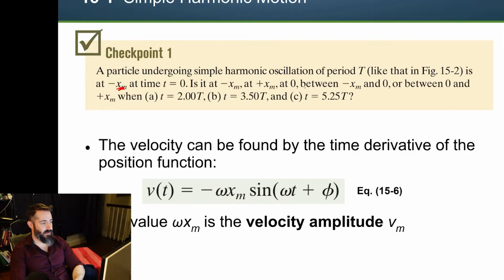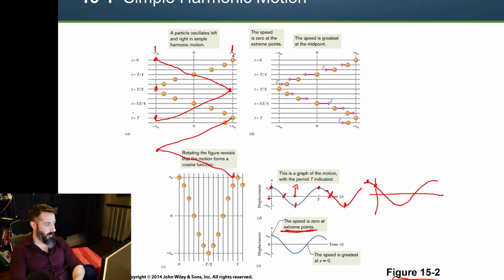Is it at negative x, positive x, 0, somewhere between these things when t equals 2 periods? So we go back, and basically they're saying when this equals 2T. I tried to erase this red line, but it's not working. So again, we are starting at the 0 point here. We are bouncing through sort of the mirror reflection of this, going back to time T. Then it's going to go through another full cycle here, and then bounce back down. If we extend this line down, essentially this would be 2T down here.